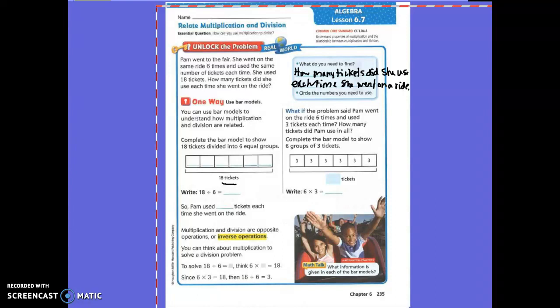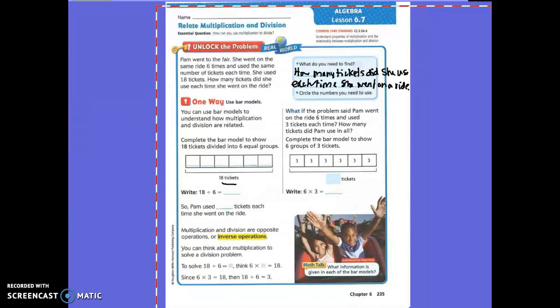What's 18 divided by 6? Everybody else? 2, 3. Okay, if I skip count by 2 6 times, let's see. 2, 4, 6, 8, 10, 12. It's not 2. You guys should know that 2 times 6 equals 12. 2 times 6 does not equal 18.